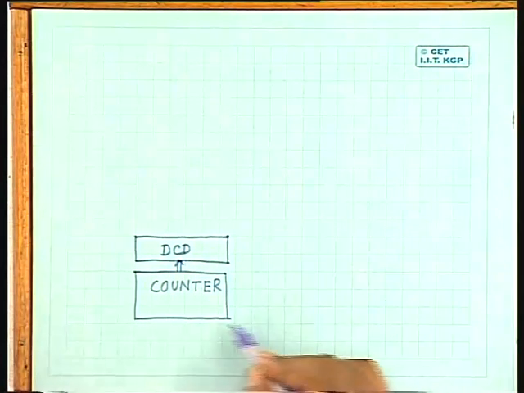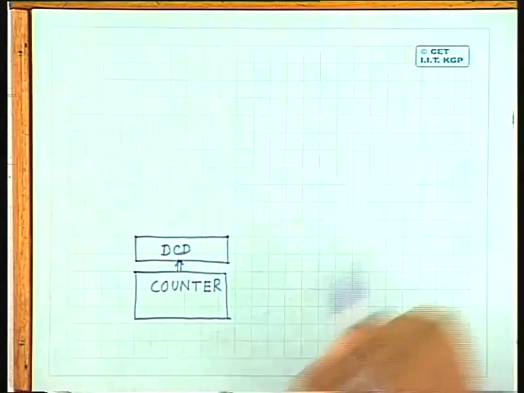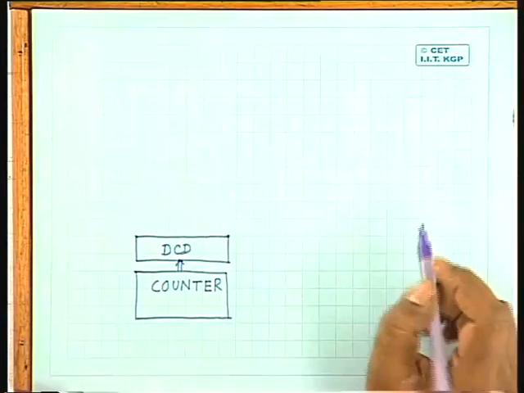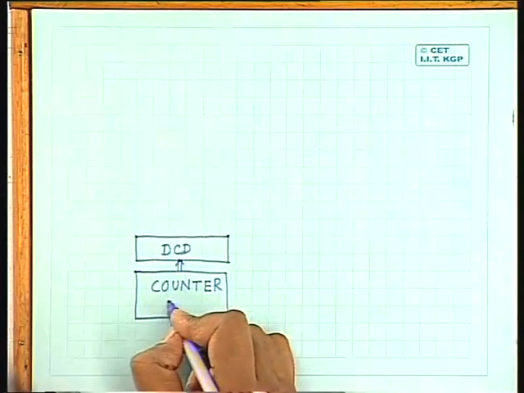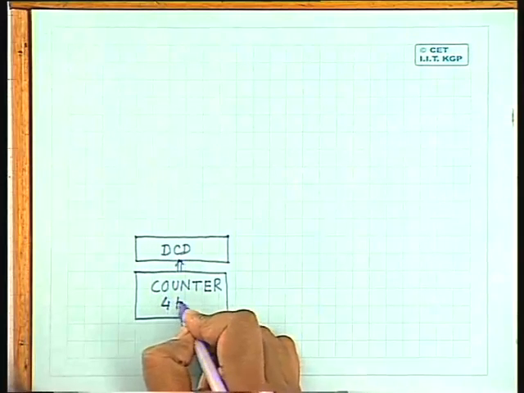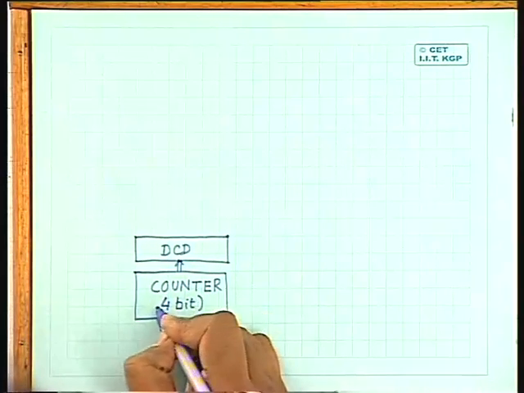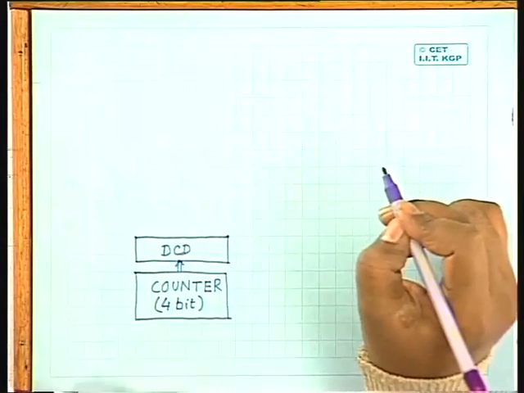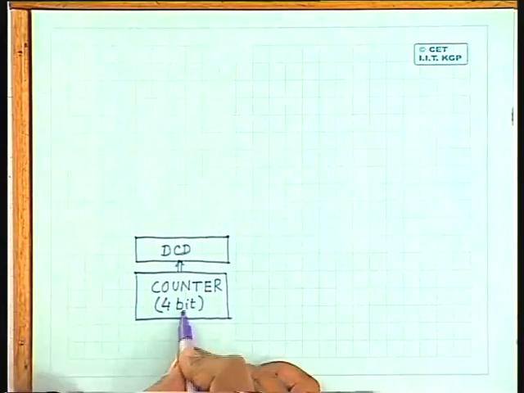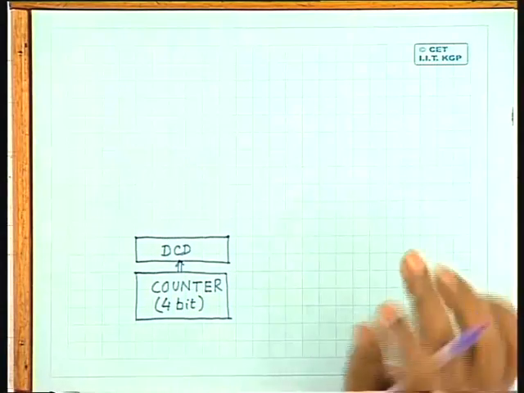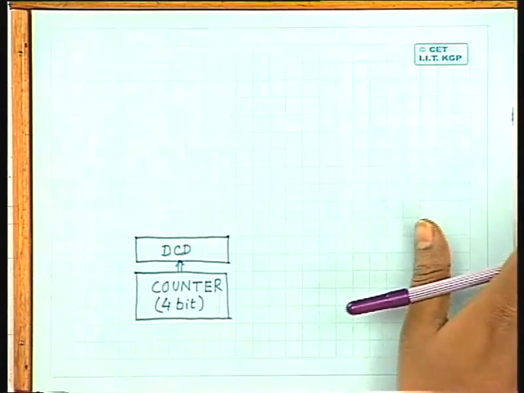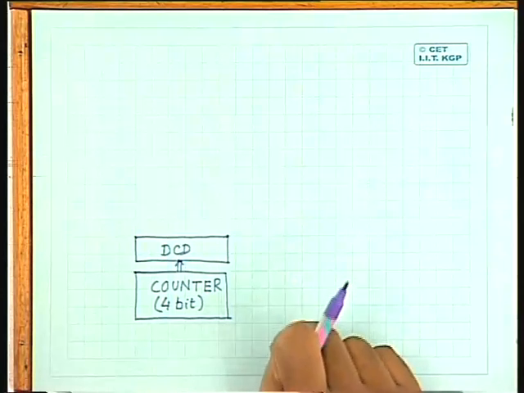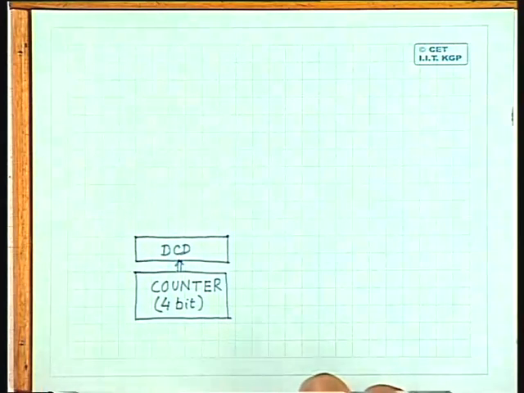Then depending upon the state of the counter, one of the decoder outputs will be active. If I assume that this counter is a 4-bit counter, how many bits you need in the counter depends upon the complexity of your instruction. With a 4-bit counter, I can have 16 different machine states, that is T0 to T15. And none of the instructions in this case can take more than 16 time states, including the opcode fetch cycle.